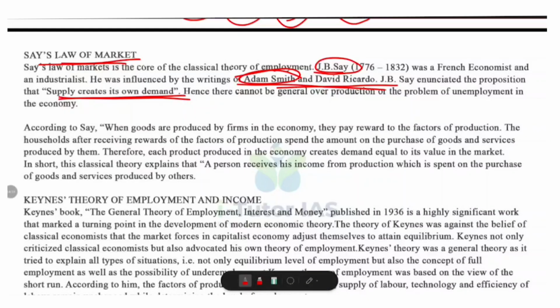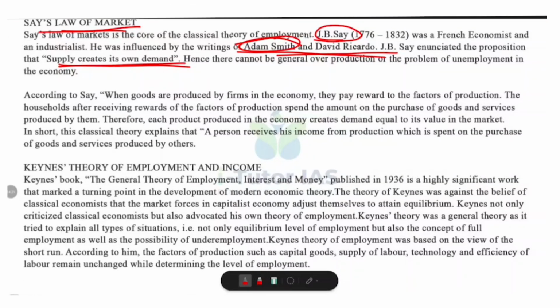Say said that when firms produce goods, they make payments to the factors of production. When firms produce goods, what will they do? They make payments to the factors of production. What are the factors of production in economics? Land, labor, capital and organization. So Say said when firms produce goods, they make payments to the factors of production, like wages to labor, rent to land, interest to capital and profit to the entrepreneurs. So these payments become income for the households.